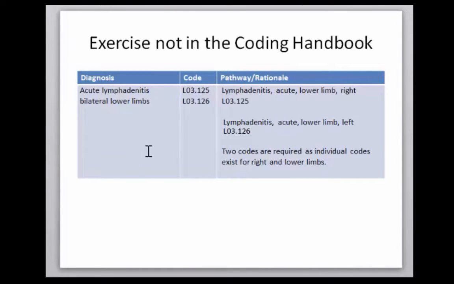I bring this one to your attention, acute lymphadenitis bilateral lower limbs, because in many of our codes there is a bilateral. There's a right, a left, and a bilateral. Depending on the code, it would be your 5th or 6th character. In this case, with this particular diagnosis, you have separate codes, not separate characters, not the same code with a different character, but different codes for the right and the left. Just something to keep in mind.